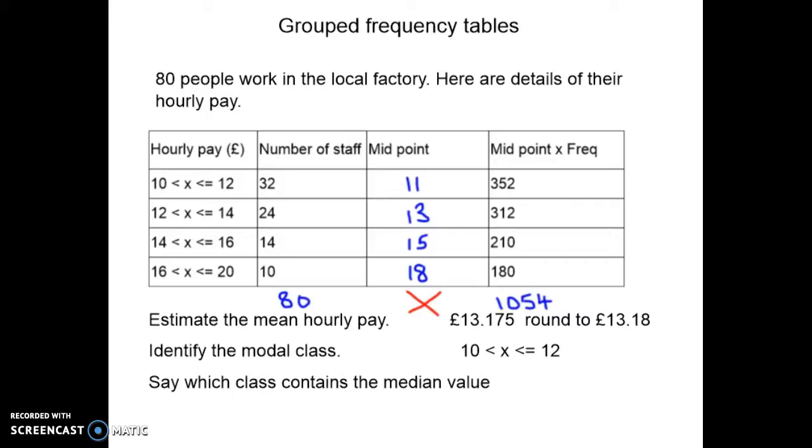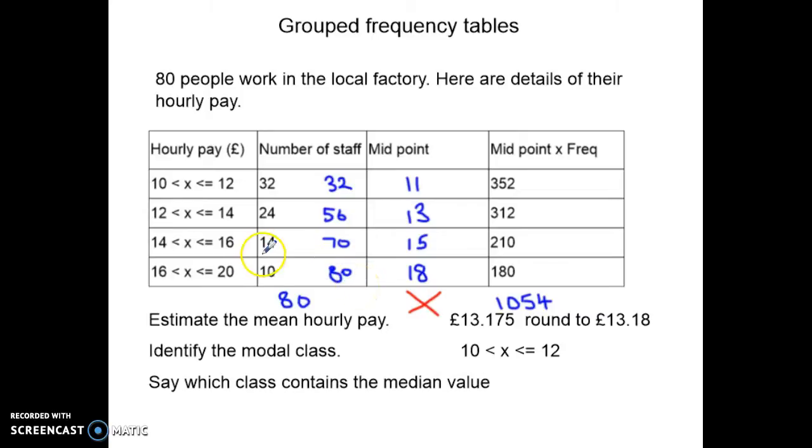And finally, to find where my median is, I'm going to have to do that running total thing that I did before. So here are my first 32 values. Add in the next 24, that takes me up to 56. These 14 take me up to 70. And the final 10 take me up to 80.